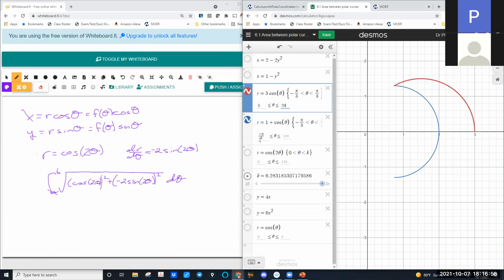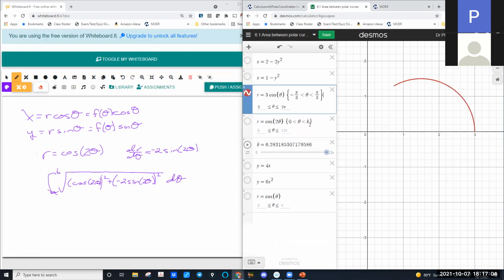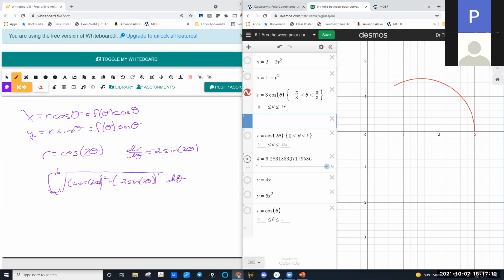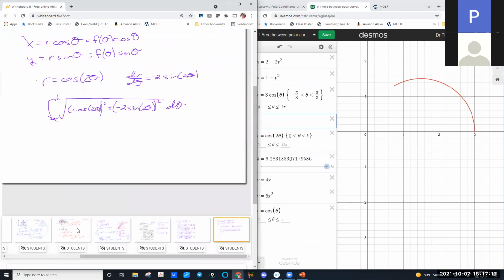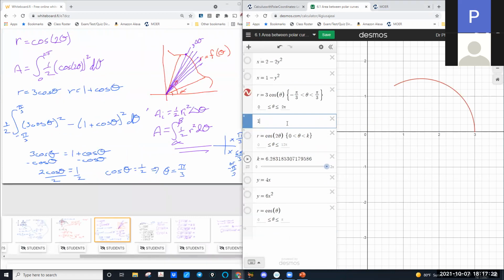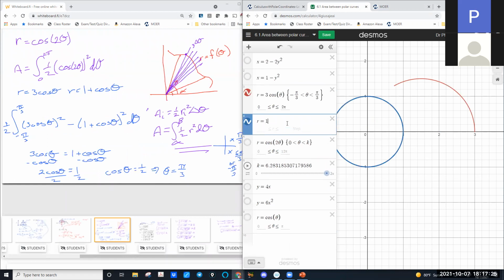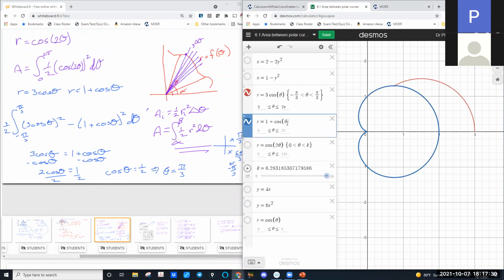2 pi and 0 to 2 pi. And I did not want to do that. Oh, shoot. Let's put that guy back. Give me just 1 second. This was R equals 1 plus cosine of theta. All right, let's get rid of that.